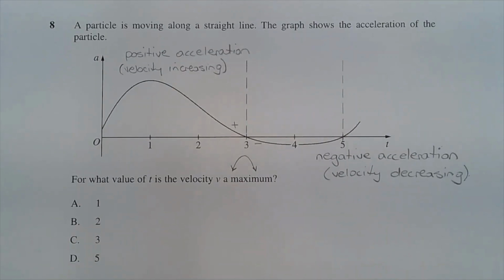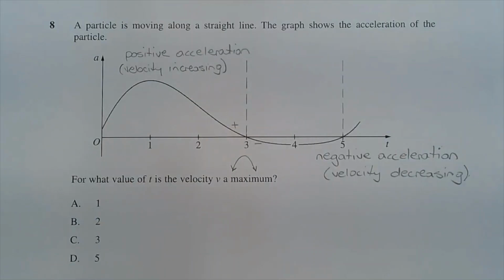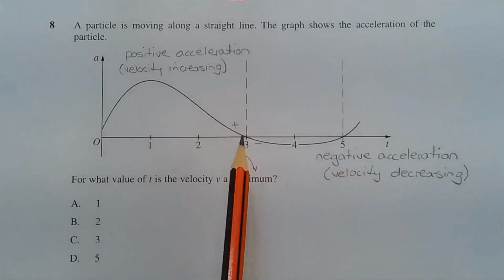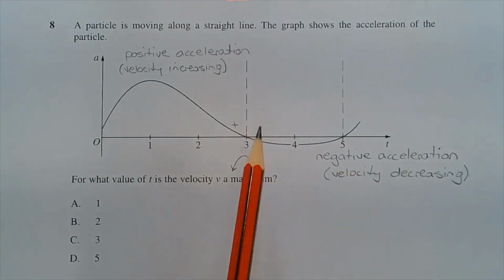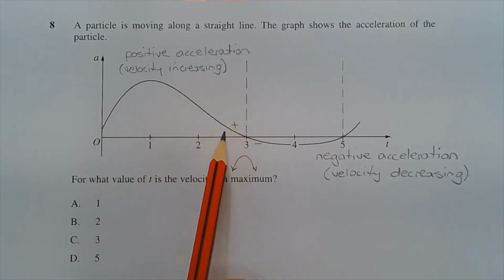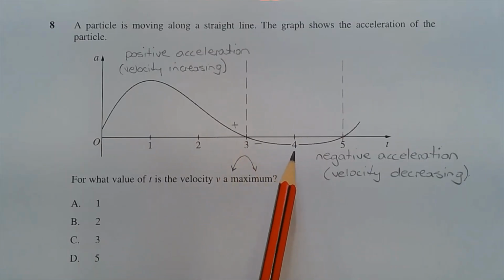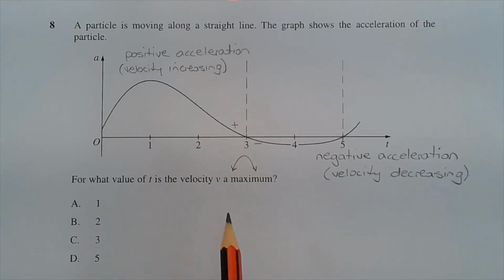in velocity. Now at t equals 3, the particle is neither increasing nor decreasing in velocity. So it is in fact a stationary point. And it's a maximum stationary point because to the left of that stationary point, the rate of change of velocity with respect to time is positive, indicated by the part of the graph that's above the x-axis. And to the right of t equals 3, the rate of change of velocity with respect to time is negative, which implies then that t equals 3 represents a local maximum stationary point.